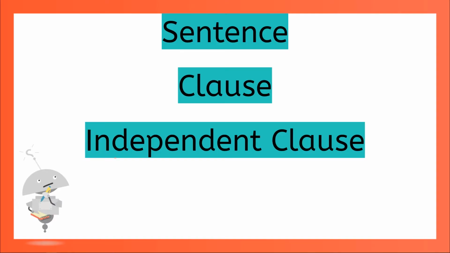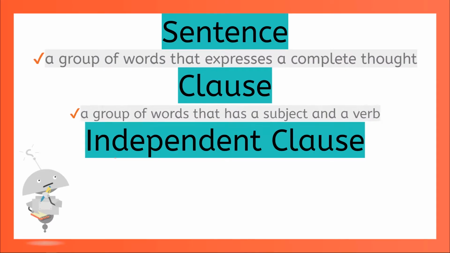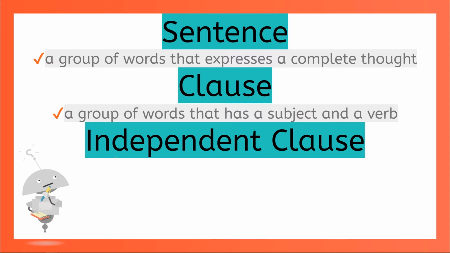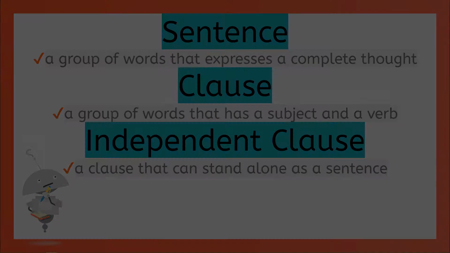First, let's review some things you already know about sentences. So you know that a sentence is a group of words that expresses a complete thought. A clause is a group of words that contains both a subject and a predicate. And an independent clause can stand alone as a complete sentence.